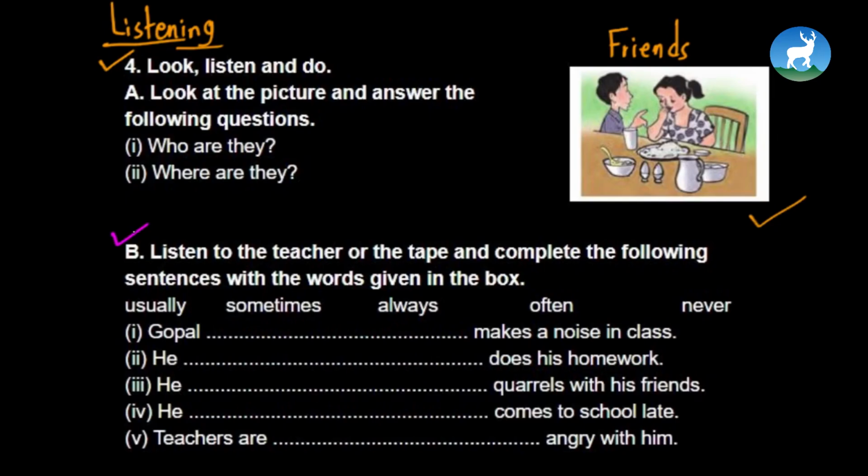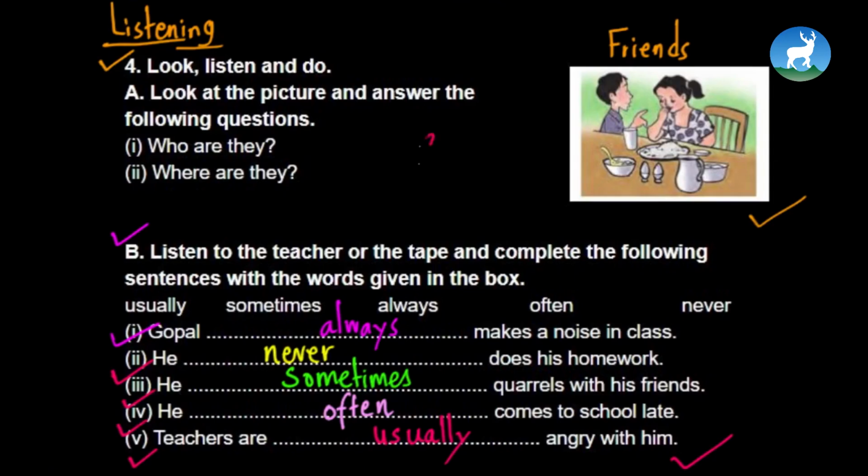First question: Gopal, blank, makes a noise in the class. And the answer to that question is: Gopal always makes a noise in the class. He never does his homework. Too bad. He's a bad boy. He sometimes quarrels with his friends. He often comes to school late. Teachers are usually angry with him. So that's the story of Gopal. Gopal seems like a bad boy, and my suggestion is don't be like Gopal.